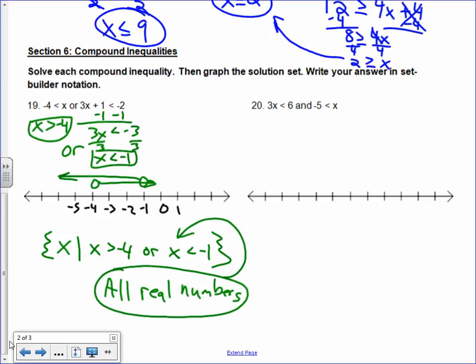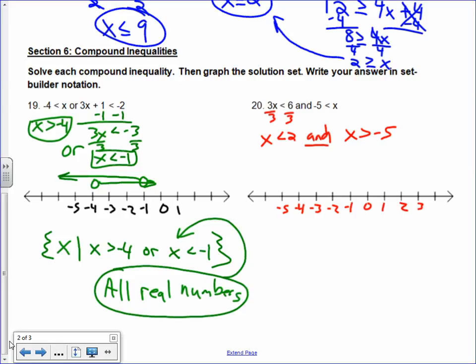Second one we're going to do is an AND. So I'm going to rewrite this one. Actually, this one you just solve by dividing by 3 on both sides. X is less than 2. And we'll rewrite this one. X is greater than negative 5. So we'll have negative 5, negative 4, negative 3, negative 2, negative 1, 0, 1, 2, 3.